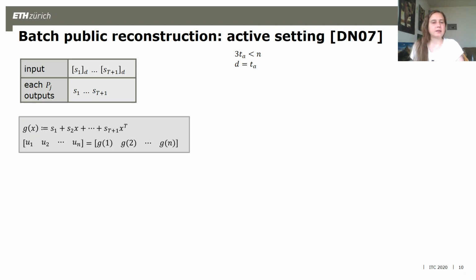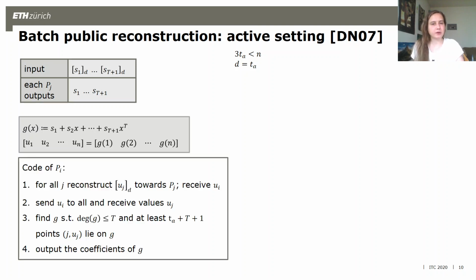And the trick here is that the sharings of values u_i can be computed locally using homomorphism. So with this observation, the protocol is as follows. We reconstruct the value u_j towards party P_j, so every party receives one value. In particular, P_i will receive u_i, and now P_i sends the value u_i to all other parties, and then collects all the values that other parties send to him, and does the same as before. So he finds a polynomial g of degree at most t, such that at least t_a plus t plus 1 points (j, u_j) lie on the polynomial. And he outputs the coefficients.